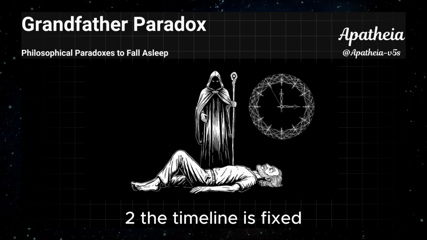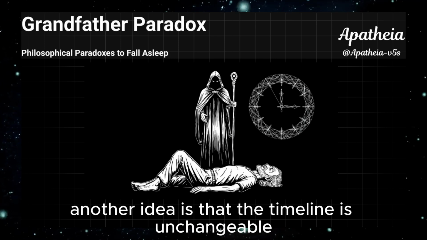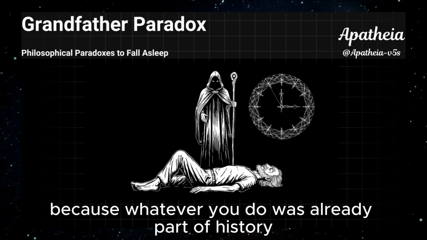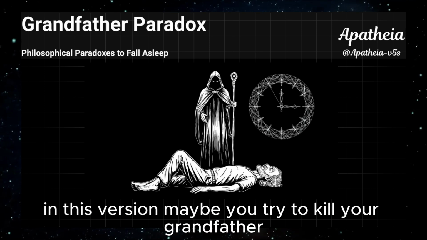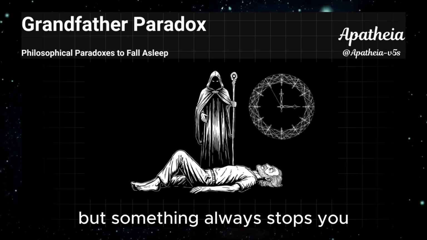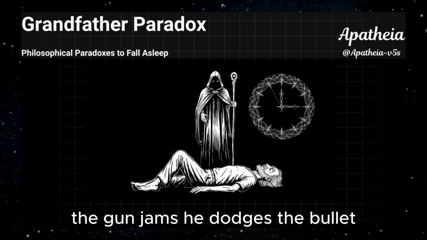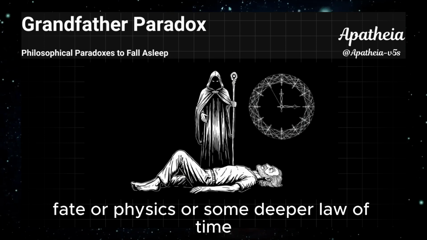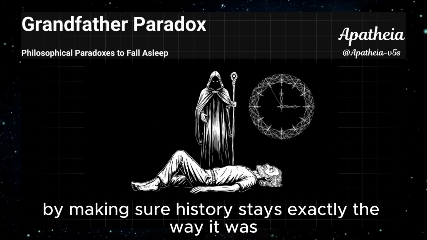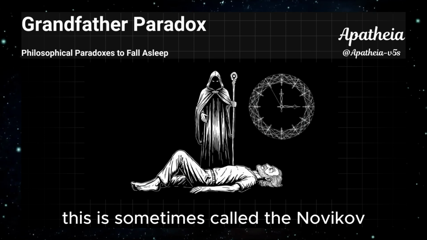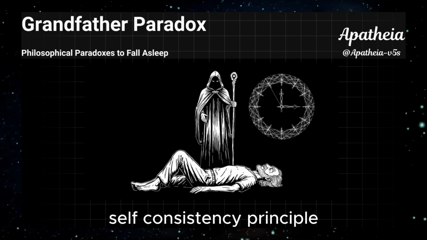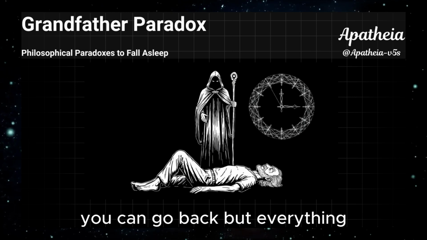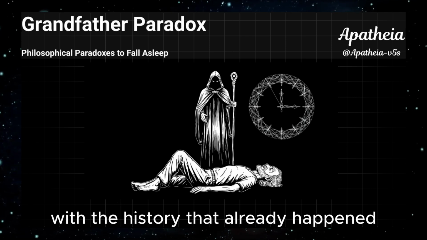Number 2. The timeline is fixed. Another idea is that the timeline is unchangeable. This means even if you go back in time, you can't change anything, because whatever you do was already part of history. In this version, maybe you try to kill your grandfather, but something always stops you. The gun jams, he dodges the bullet, or you just can't go through with it. Fate or physics or some deeper law of time prevents paradoxes by making sure history stays exactly the way it was. This is sometimes called the Novikov self-consistency principle. According to it, events in the past are locked in. You can go back, but everything you do must be consistent with the history that already happened.